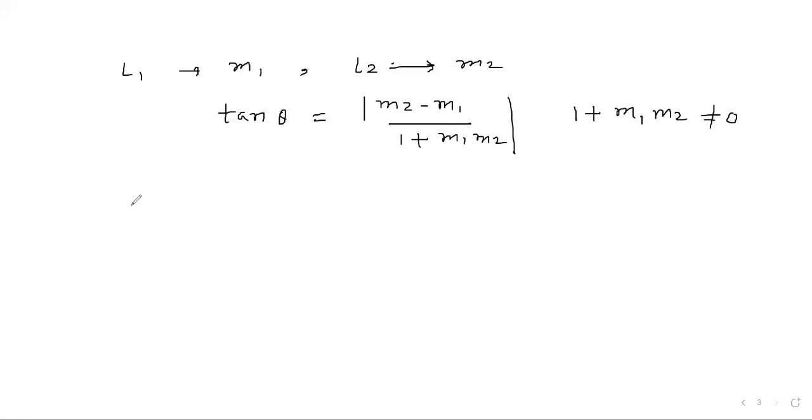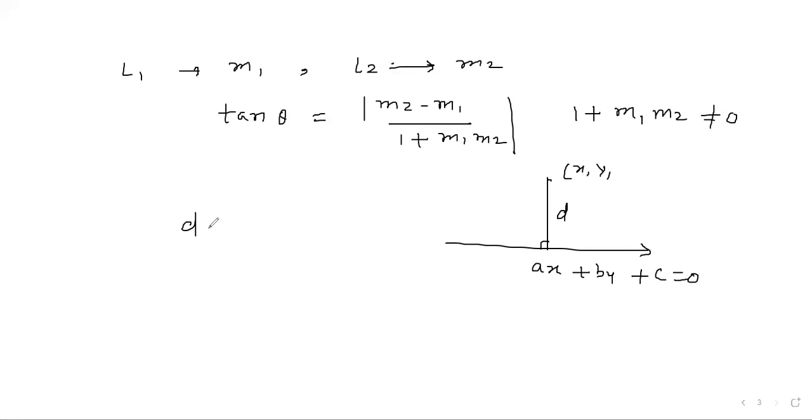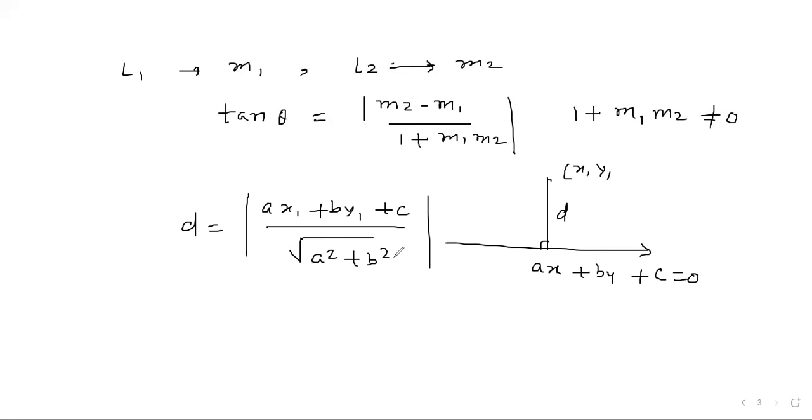Now, the length of the perpendicular drawn from a point to a line. Suppose this is D. This point is x1, y1, and the equation of the line is ax plus by plus c equal to 0. In that case, the length of the perpendicular D can be found by writing modulus of (ax1 plus by1 plus c) divided by the square root of a square plus b square.